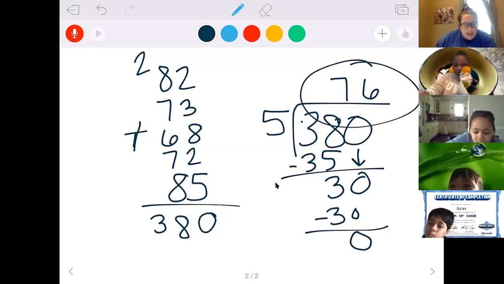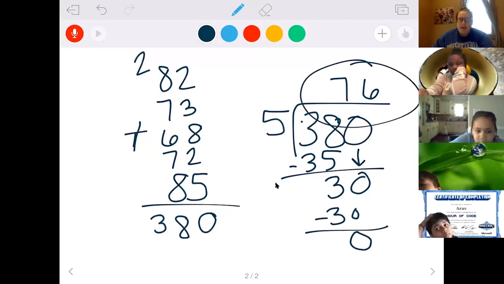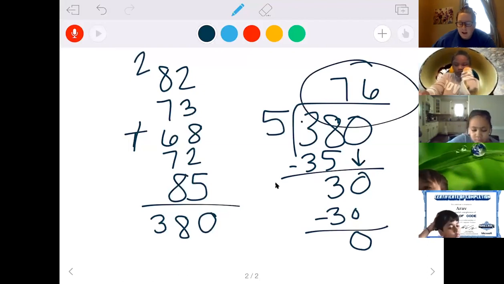So if you need to do what I did, those numbers, 82, 73, 68, 72, 85, if you need to add them up twice to make sure you got the right number, do that. That way you don't get messed up when you go to divide, because you should not get a remainder just like we got here. You should get a 0 there.